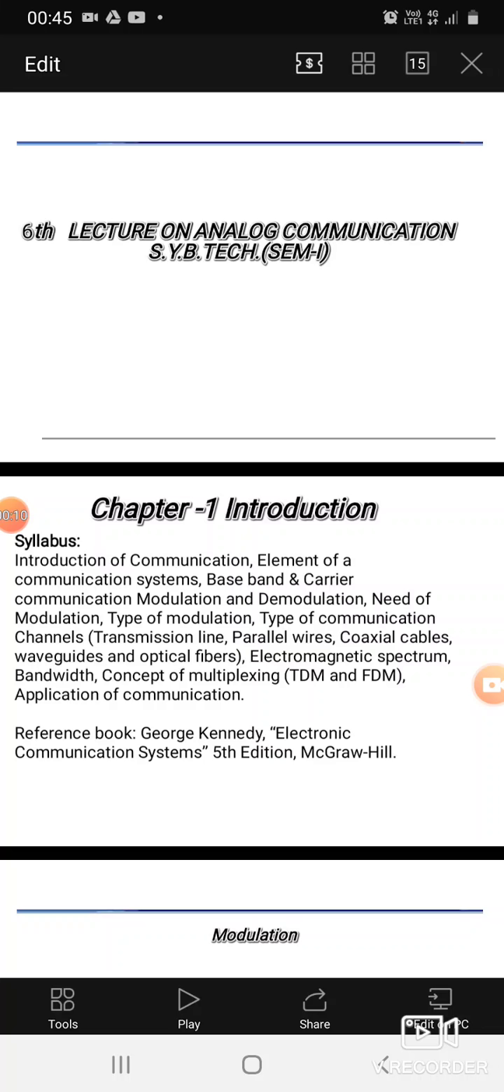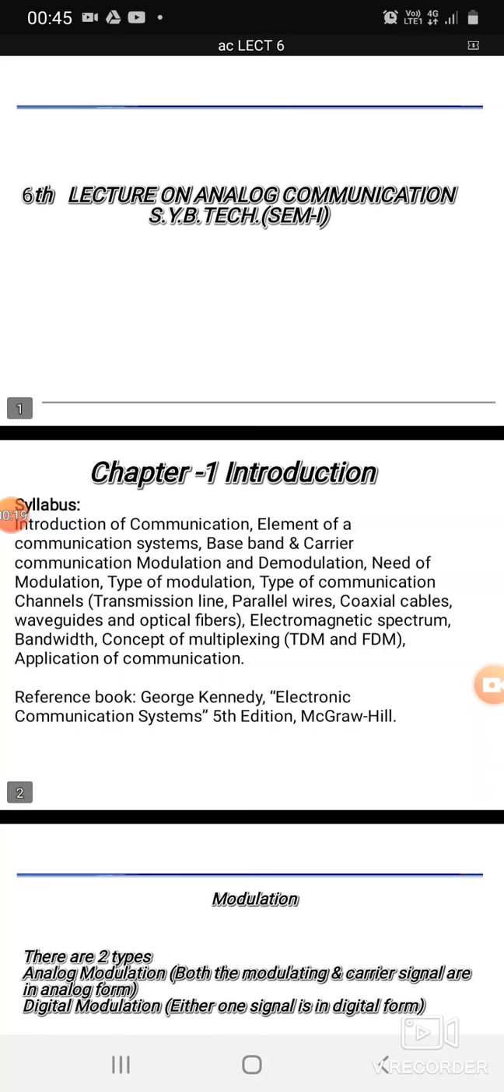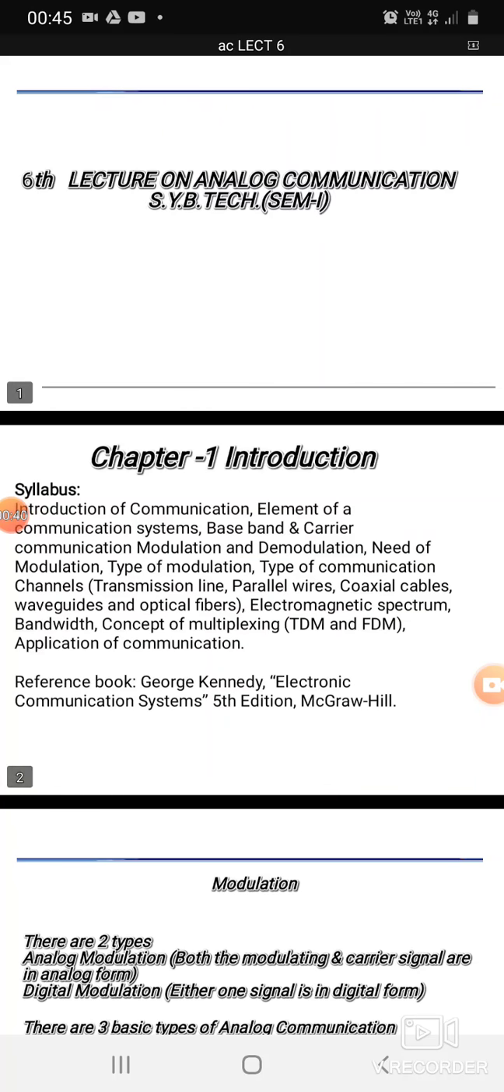In the last lecture we discussed the basic concept of the baseband signal and carrier signal. Also we have seen the baseband communication system and carrier communication system. We have also covered the basic concept of modulation and demodulation. I hope you are clear with that. In today's lecture we are going to see the basic types of modulation.